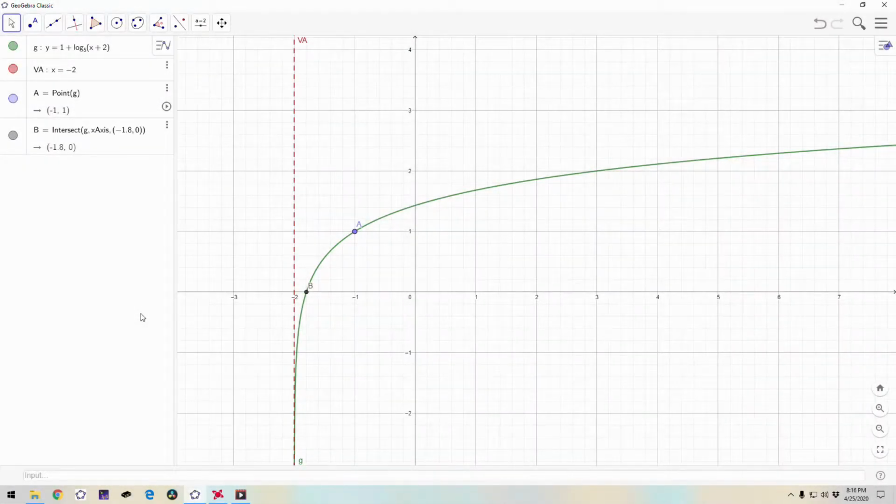So here's a better look at the graph that we were just talking about, right? It's the 1 plus log base 5 of x plus 2. It has a vertical asymptote at x equals negative 2, as we said before. There is the center point at negative 1, 1. And then, of course, the intercept that we calculated, negative 1.8, is the same thing as negative 9/5.